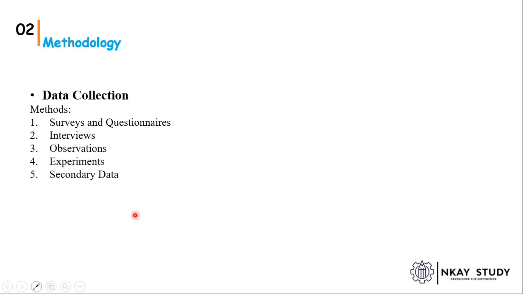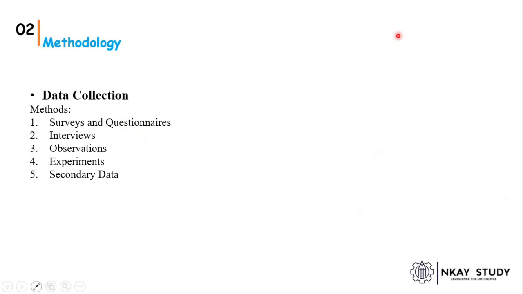So let me give you a circumstantial explanation of each of the methods. Surveys and questionnaires are one of the most common methods of data collection in report writing. These methods involve asking a group of people questions about a particular topic and collecting their responses. Do you get it? Good. Surveys and questionnaires can be conducted in person, by phone, or online.